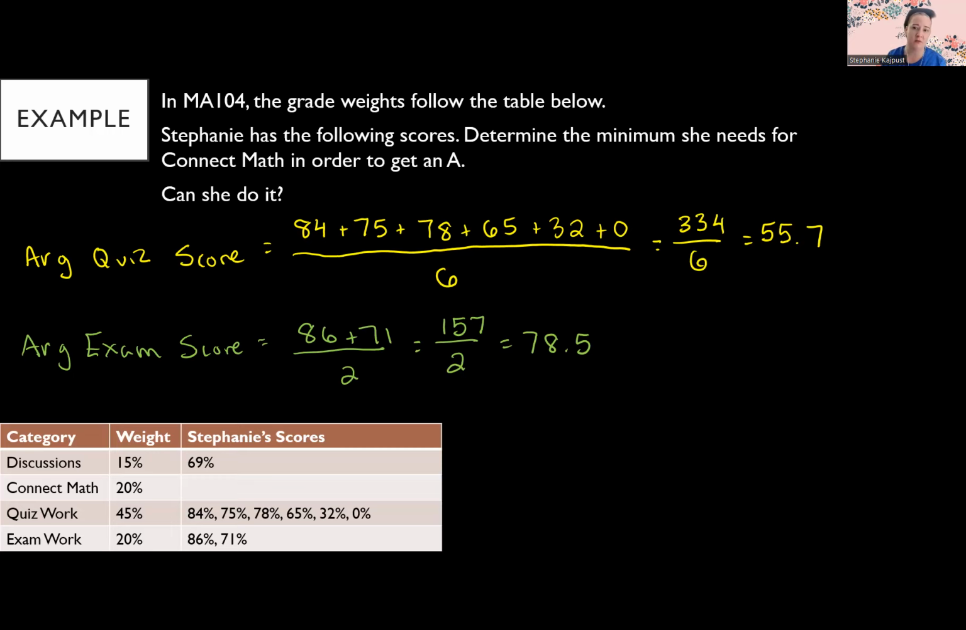Now, just based off of these numbers, an A is a 90, and none of these are that high. I would think that it's unlikely to be able to get an A with these percentages, but we will do the math to see, because the weights matter. Things that are weighted more matter more. Quiz work matters more than exam work or discussions because it has a higher weight. Because the quiz score is low, that's going to be the biggest hindrance here. But we will do the math to find out.